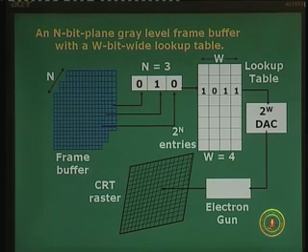I hope you understand from the figure about an n bit plane gray level frame buffer with a w bit wide lookup table. Previously, we did not use this lookup table. What would have happened without a lookup table? Yes, the n bit contents of the register would have directly gone to a 2 to the power n DAC, and you would have had only 8 possible intensities, but fixed 8 intensities at any point of time, and that is what the electron gun is able to fire. Now, you can choose any 8 out of 16.